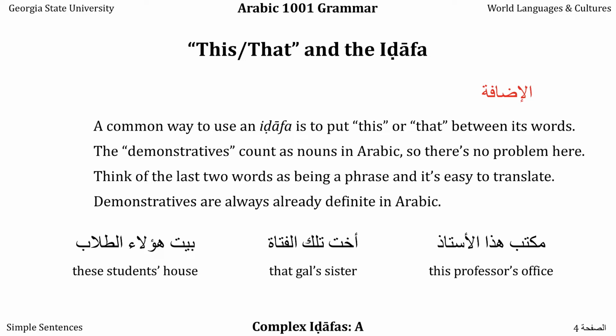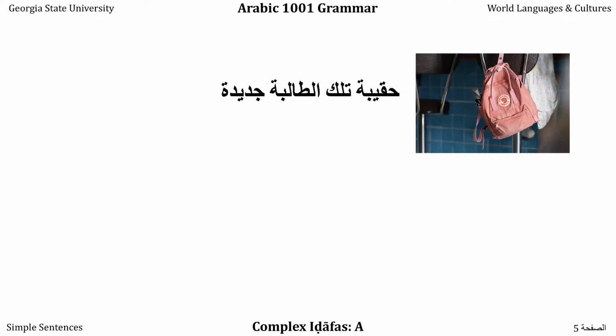We can say bayt ha'ula'i at-tullab, where ha'ula'i is the human plural of hadha, so ha'ula'i at-tullab means these students. When we put bayt before them, we have bayt ha'ula'i at-tullab, the house of these students, or these students' house. In English, we put the apostrophe after the S to make it clear that the students are plural. So let's look more closely at this.